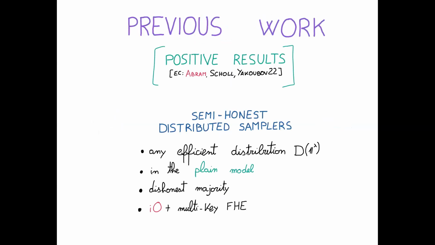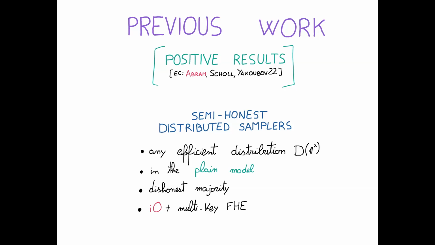Okay, this sounds great, but are we actually able to build distributed samplers? And yeah, we started answering this question in the Eurocrypt 2022 paper. We started from the semi-honest model, and we built distributed samplers for any efficient distribution in the plain model, so no random oracles or CRSs. And yeah, based on rather strong assumptions, in particular iO and multi-key FHE. And it turns out that iO is actually needed, because distributed samplers for any distribution plus LWE imply iO.